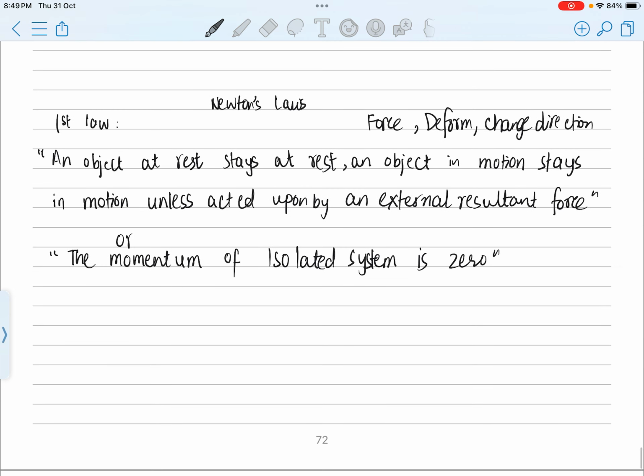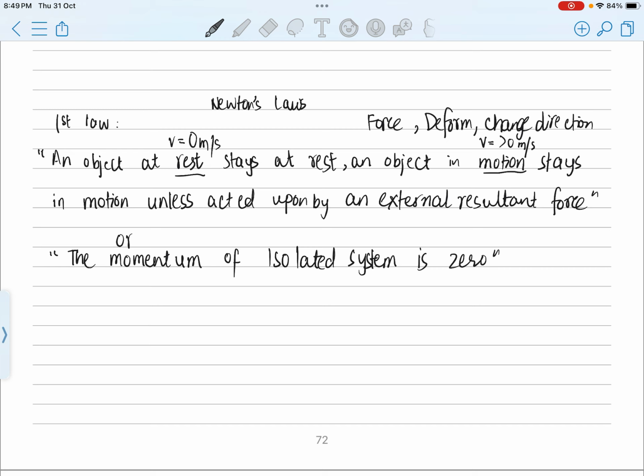Newton's first law states that an object at rest stays at rest, and an object in motion stays in motion, unless acted upon by an external resultant force. A state of rest means that the velocity is zero. In motion, the velocity is greater than zero. So this law states that an object can have two natural states.